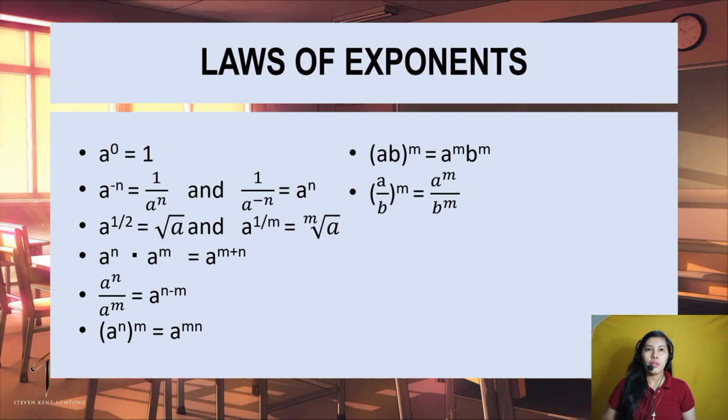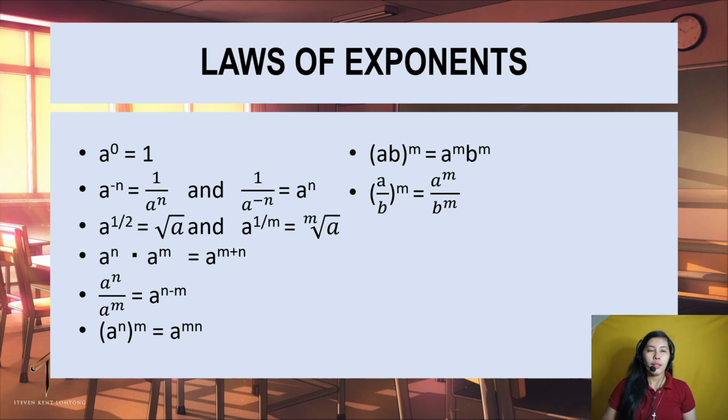So, now let's talk about the laws of exponents. We have here a raised to 0, that's equal to 1. If we have a raised to negative n, that's equal to 1 over a raised to n. And kapag baliktad naman, we have 1 over a raised to negative n, so ilipat lang natin yung a raised to n papunta sa taas para maging positive yung exponent niya. Then, if we have an exponent na fraction, a raised to 1/2 is equal to the square root of a, and a raised to 1 over m is equal to the mth root of a.